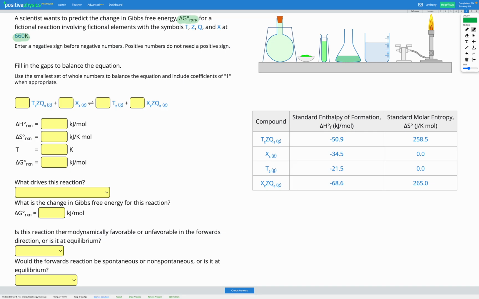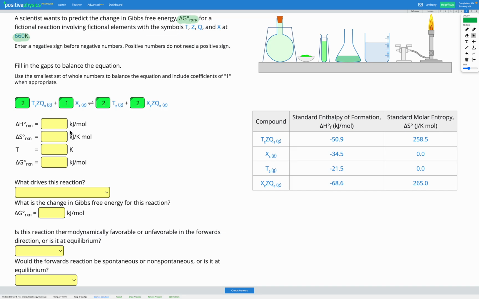Our first step is going to be balancing our equation. I'm not going to show how to do that here. I'm going to assume you're already confident with that. If you need more practice, head back to the balancing equations unit. So to balance this, I need 2 of this, 1 of this, 2 of this, and 2 of this.